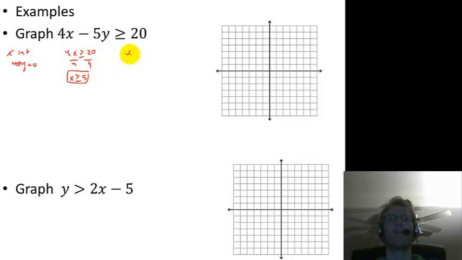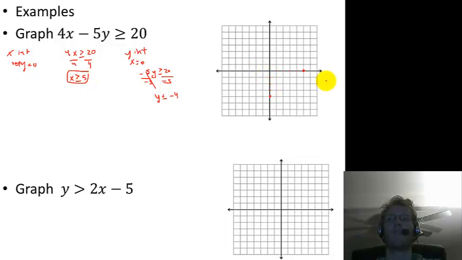Okay, and then to get my y-intercept, I'm going to set x to 0. So now I'll have negative 5y is greater than or equal to 20. And then I'll divide by negative 5, divide by negative 5, cancel. Y, I have to flip the sign because I divided by a negative. I have less than or equal to negative 4. Okay, I can plot this intercept. X is 5, 1, 2, 3, 4, 5. And y is less than or equal to negative 4, so I go down here, negative 4.